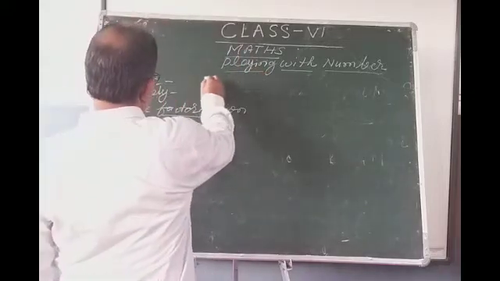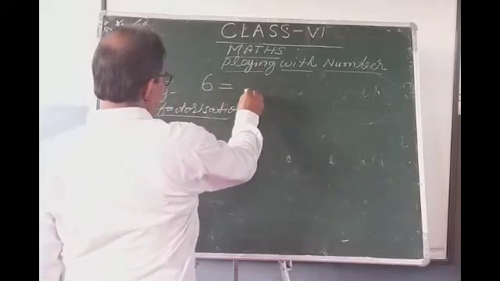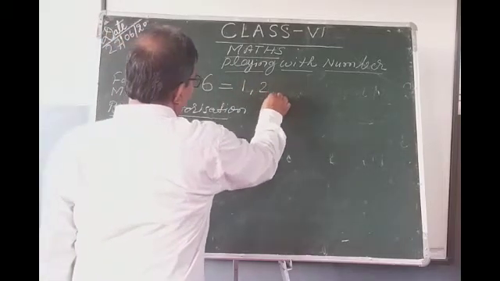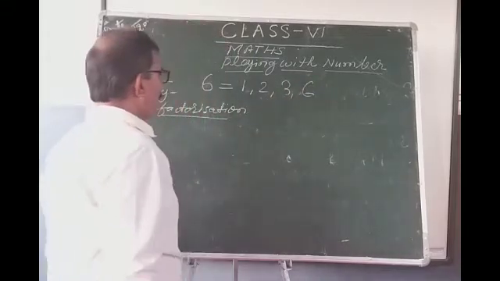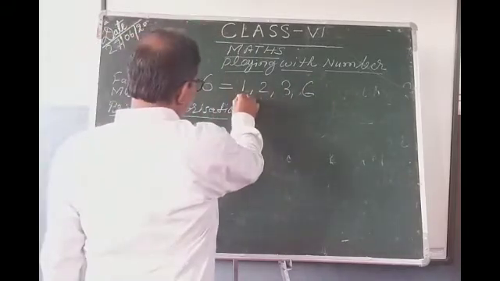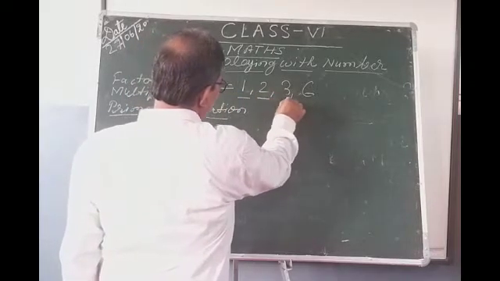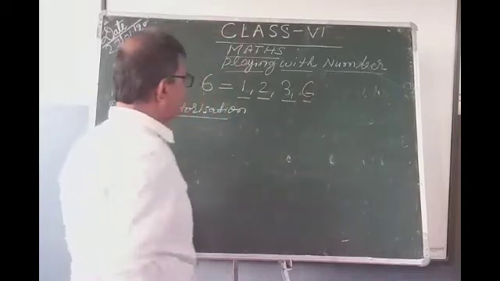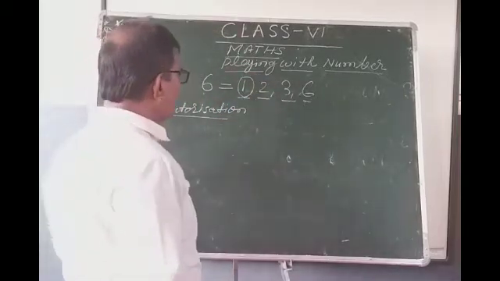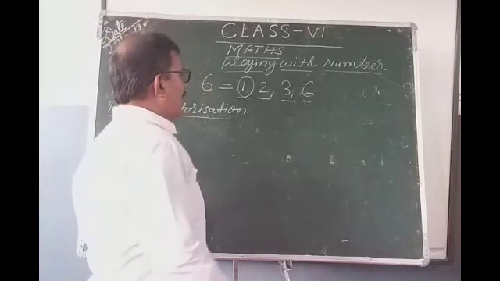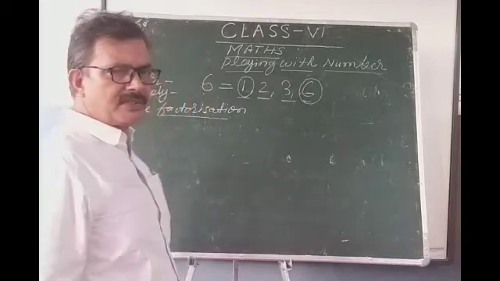Example: 6. Its factors are 1, 2, 3, 6. Exact divisible: 6 is exactly divisible by 1, 2, 3 and 6. 1 is a factor of every natural number, and the largest factor of a number is the number itself.